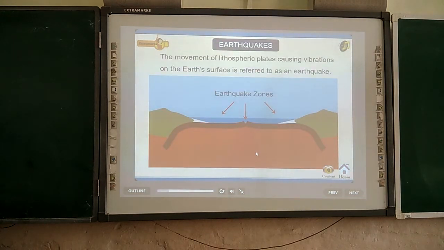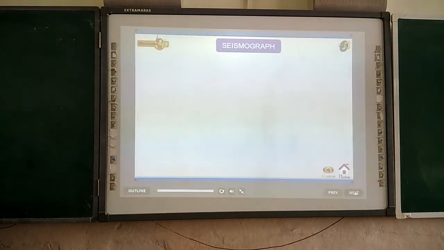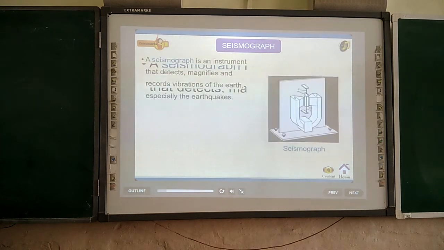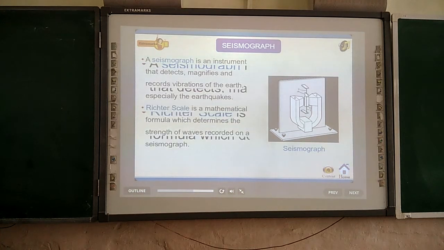Earthquakes. The movement of lithospheric plates causing vibrations on the surface of the earth is referred to as an earthquake. Have a look at the figure given below. Let us watch the animation for better understanding of the concept. An earthquake is measured with a seismograph. A seismograph is an instrument that detects, magnifies, and records vibrations of the earth, especially earthquakes. The Richter scale is a mathematical formula which determines the strength of waves recorded on a seismograph. The resulting measurement defines the exact size of the quake.